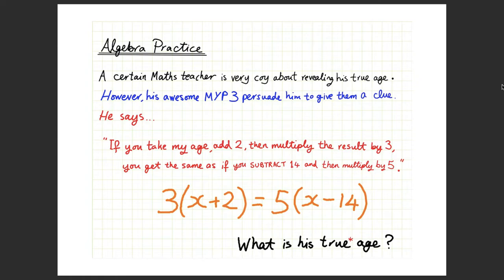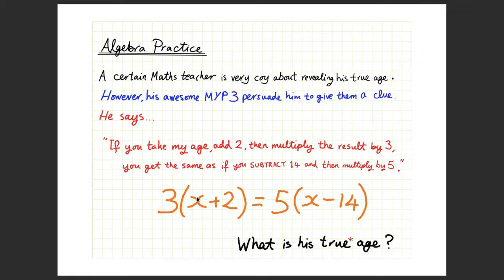So it says, a certain maths teacher is very coy about revealing his true age. However, his awesome MYP3 persuade him to give them a clue. He says, if you take my age, add 2, multiply the result by 3, you get the same as if you subtract 14, multiplied by 5. What is his true age? So his true age, yes.